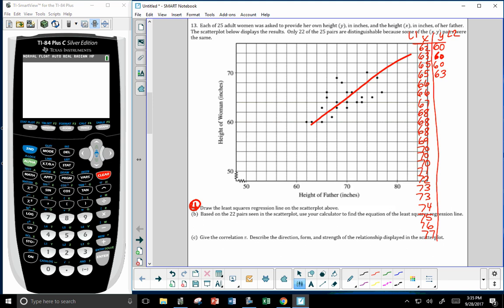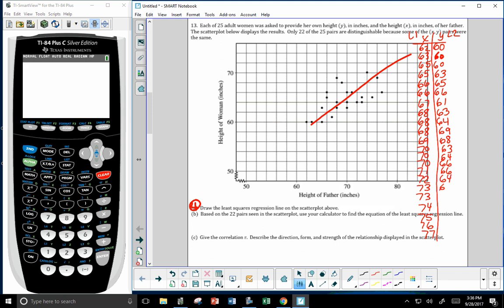Once I have my stat diagnostics on, and you might be saying, why are we doing that again? I forgot. Because if you don't have your stat diagnostics turned on, it's not going to give you your R value, which we are going to need in part C. Okay, so what we're about to do in the calculator is going to give us our answer for part B, but it's also going to give us part of our answer for part C. Okay, so I'm going to go stat, edit. I'm going to put all my X's in list 1. I'm going to put all my Y's in list 2, which you can see I've already done.